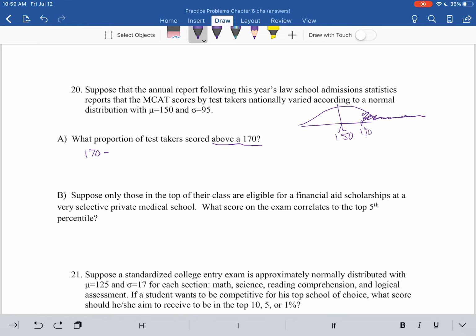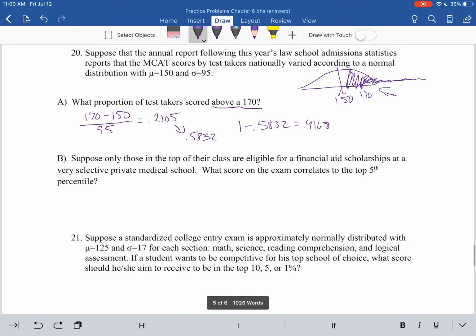So we take 170 minus 150 divided by our standard deviation 95, and get a value of 0.2105. Bring that to the table, 0.5832. Now remember, we want to find everything above that, so 1 minus 0.5832 equals 0.4168. This is not drawn to scale, obviously, because I put 170 way out here, but truly one standard deviation up would probably be about here, and that's going to be 200 something, so 170 would probably get here. It's going quick, just to give you the idea of what we're looking at here.